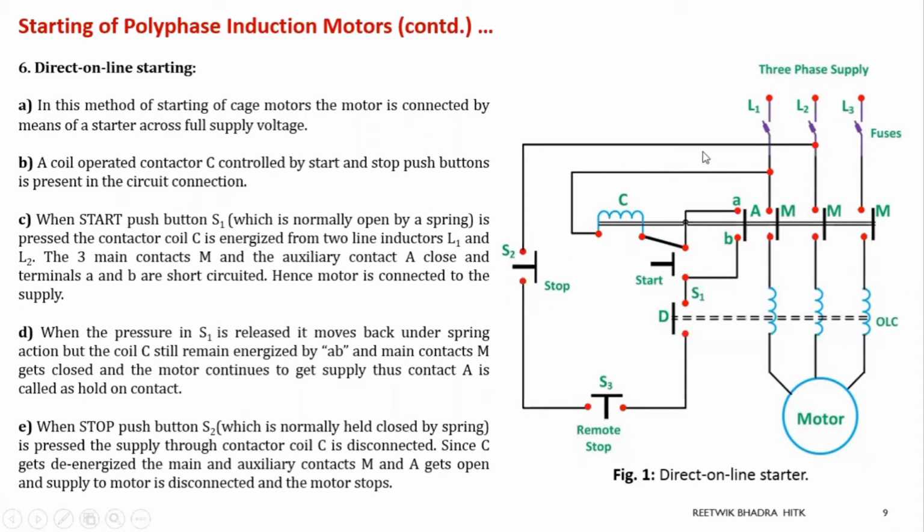So if this is open, there will be no contact of this L2 to this A. So if there is no contact over here, this will be de-energized. This coil will be de-energized and this auxiliary and main contacts will open. And if this is open, no supply will be to the motor. So this is how the operation is done. I think everybody has understood this.